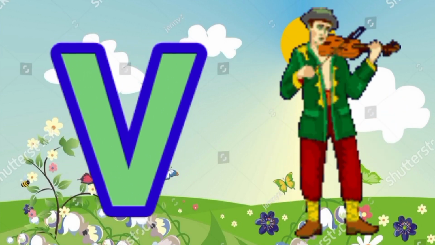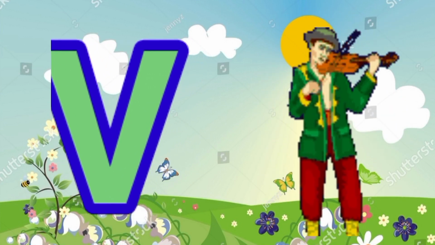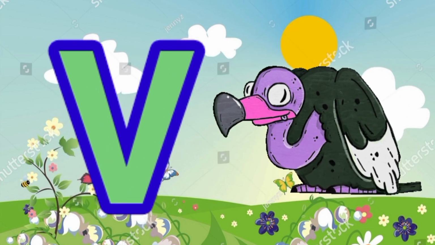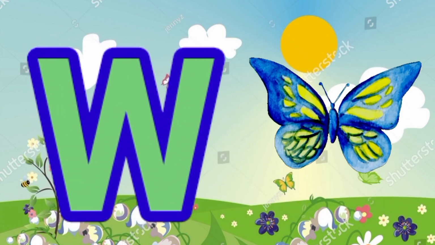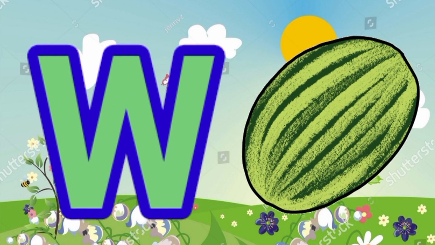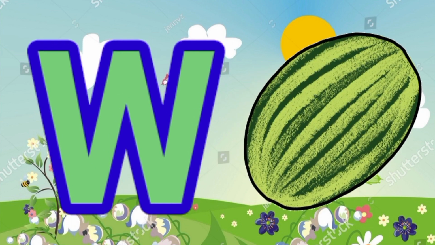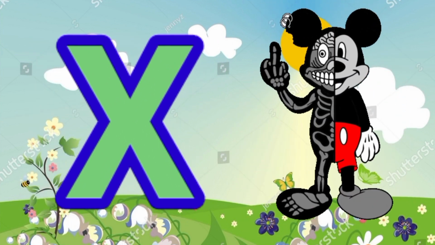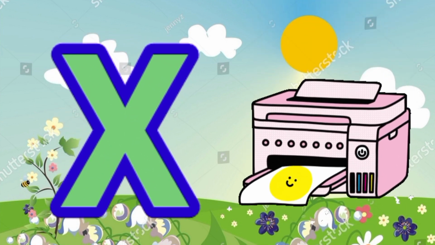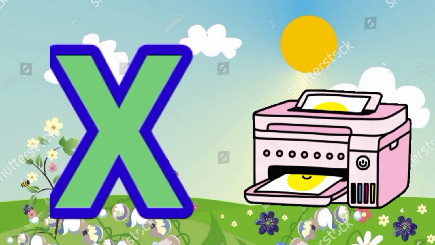V for violin. V for vulture. W for wings. W for watermelon. X for x-ray. X for giraffe.